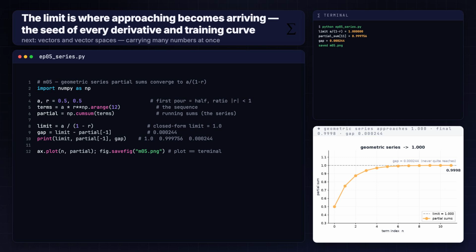Next episode, we leave one number behind and learn to carry many at once. Vectors and vector spaces.